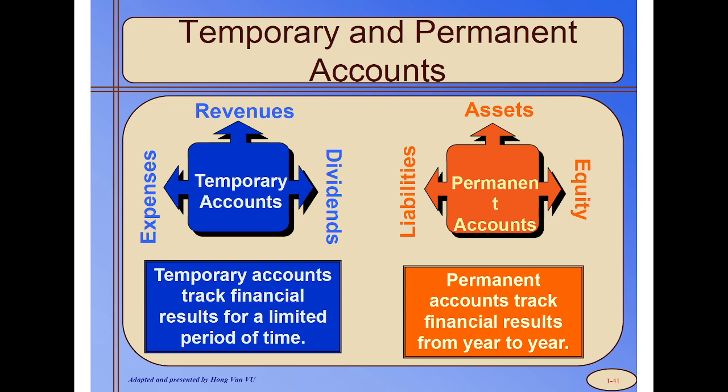So here we will look more at the next slide, but I just want to share with you that in accounting we have two kinds of accounts. The first one, temporary accounts, we call them expenses, revenues, and dividends. And the other kind is liability, assets, and equity accounts, we call them permanent accounts, right? So the temporary accounts will help you to check all of the financial results for a limited period of time, like 1 month, 1 year, etc. But the permanent accounts will check financial results from year to year.